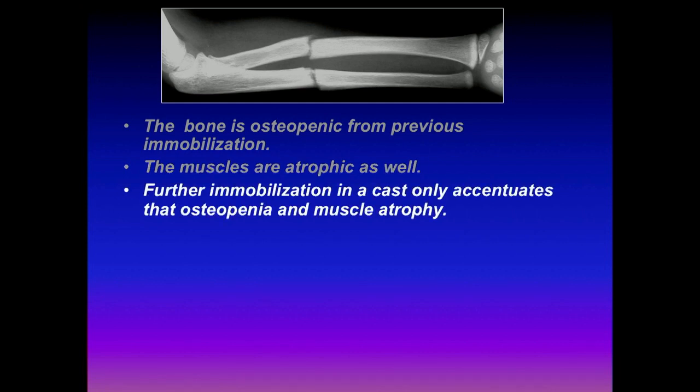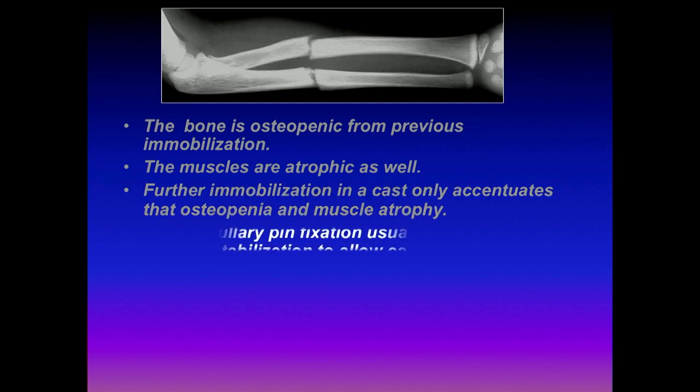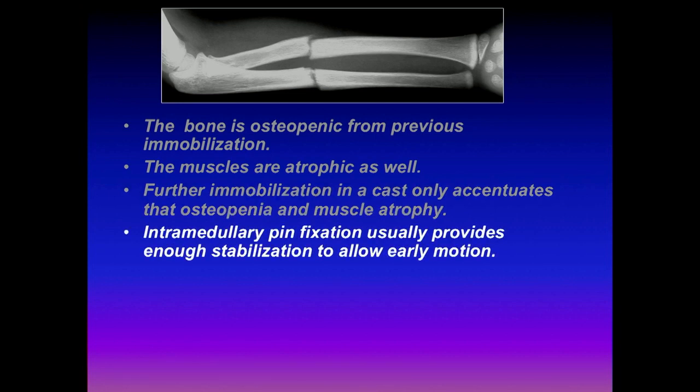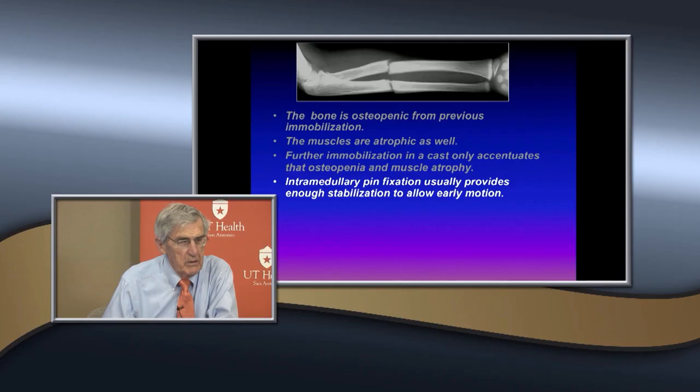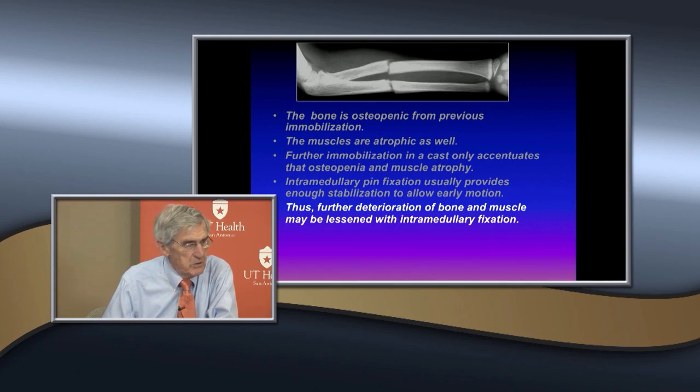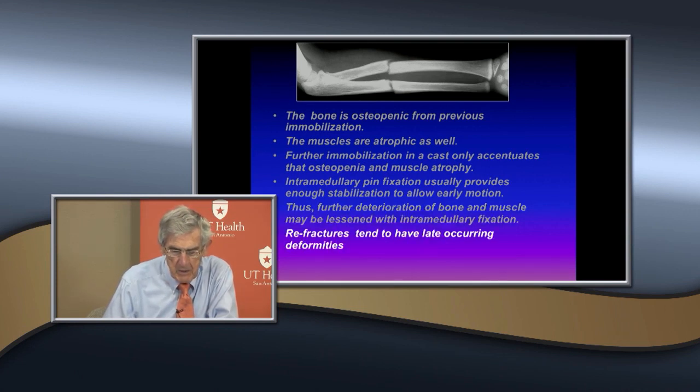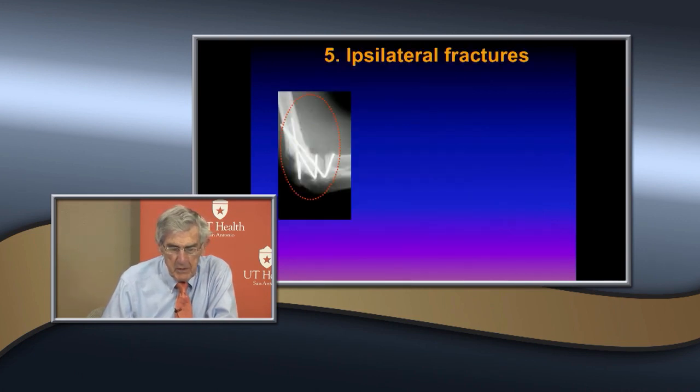And if you immobilize him again for another 8 weeks, that's just going to accentuate the osteopenia and muscle atrophy. So usually on these I have a lower threshold for doing intramedullary nail fixation, because it allows early motion. You can start early motion and rehabilitate your muscles, and further deterioration of the bone and muscle may be lessened. And refractures also sometimes are a little hard to manipulate, and they have a tendency to have late recurring deformities.